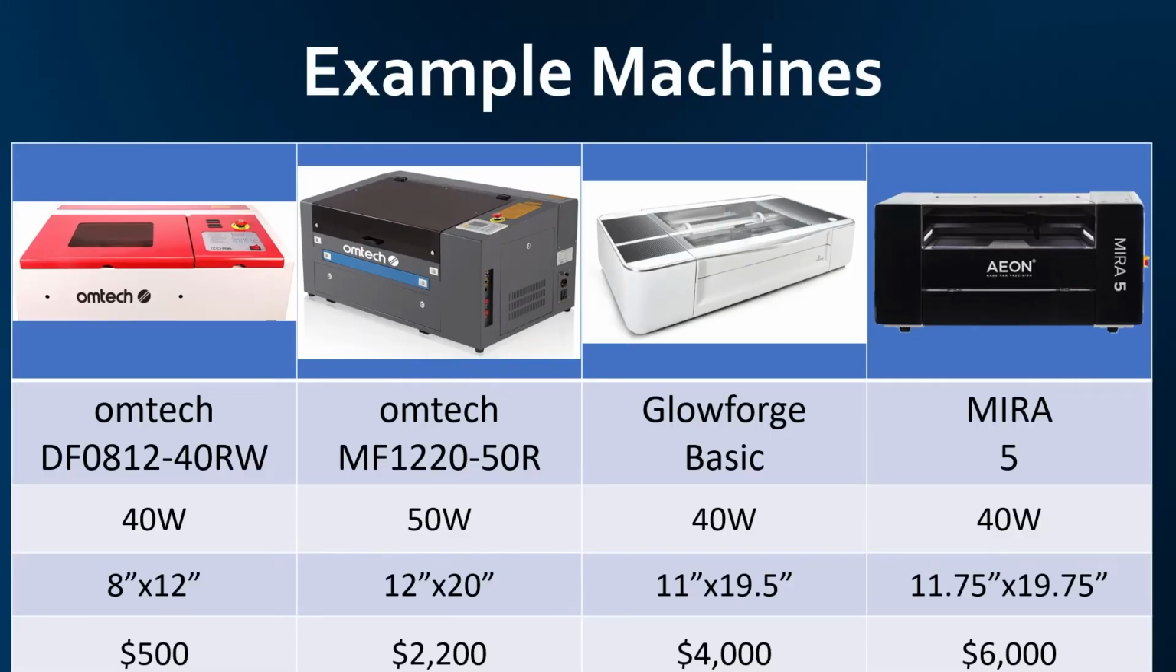All right, some examples of these machines. Over on the left, we have the Omtech, the 40RW. That's actually a very, very popular machine. Lots of people start with that as their first hobby laser. Kind of small, 8x12, but it will do a lot in that form factor. The other machines we have here are basically the same class of machine, basically 12x20. And you'll notice that the prices vary wildly, from $2,200 for the Omtech to $6,000 for the Mira.